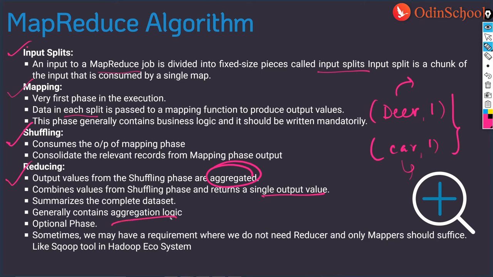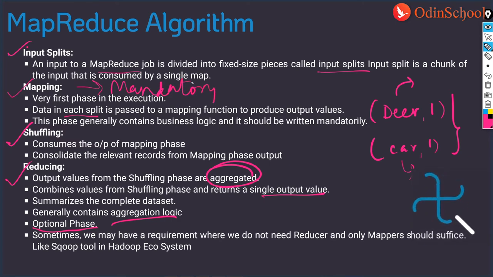Generally, it contains the aggregation logic, as I already told you, and always remember, this is an optional phase. Why is it an optional phase? Because sometimes you will need to process using mappers only. You don't need to aggregate anything, you don't need to combine the values of a single key, you just need to process it as it is. You just need to do some parallel activities, and that is where the reduce phase is not at all required in your program. So it's completely optional, but the mapper is compulsory. Mapper is a mandatory phase.